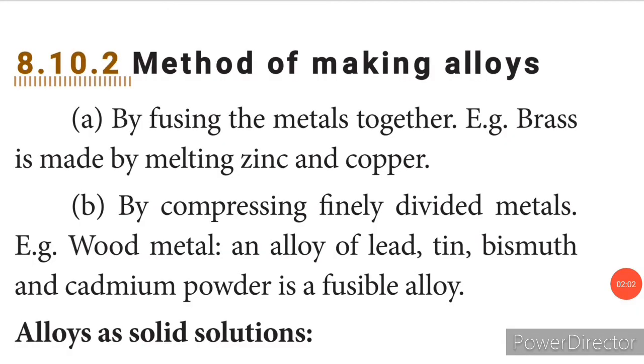Now we'll see the methods of making alloys, children. Before we go into the methods of making alloys, let's see the reasoning for alloying. Why is an alloy prepared? An alloy can be prepared to modify the color and appearance, to give a better color and appearance to the metal. Now, to modify the chemical activity.